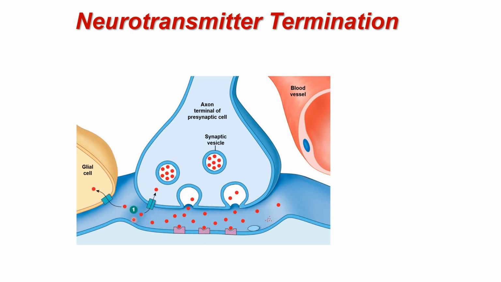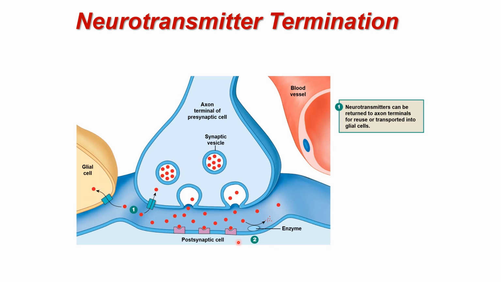The first mechanism is called reuptake. And the presynaptic terminal can do this. A glial cell or a microglial cell can do this. It is removing by transport the neurotransmitter from the synapse. So neurotransmitters can be returned by using reuptake.